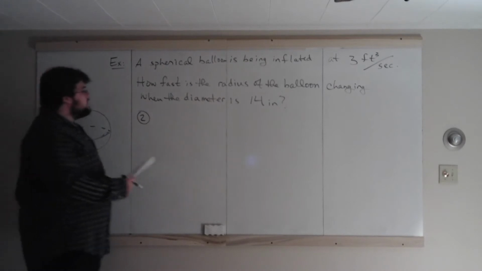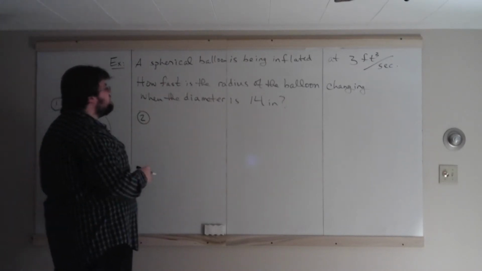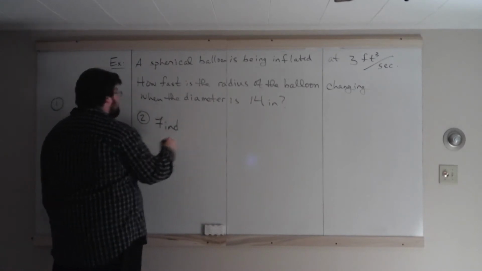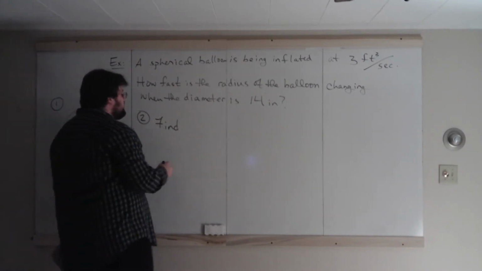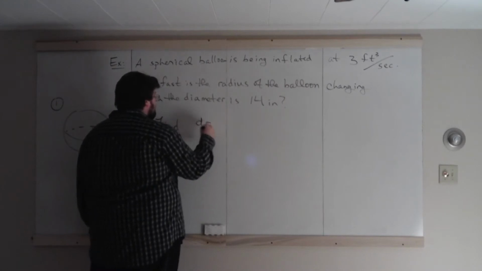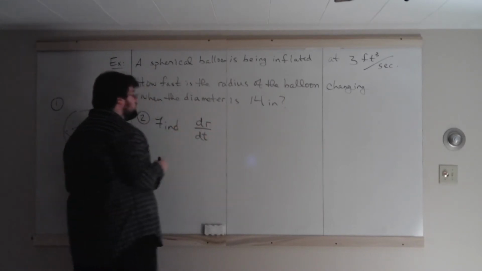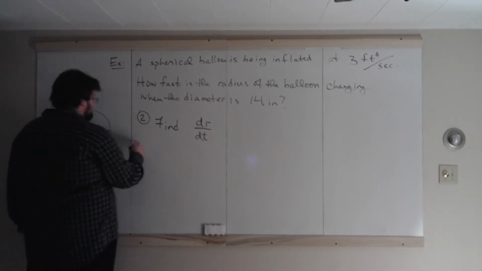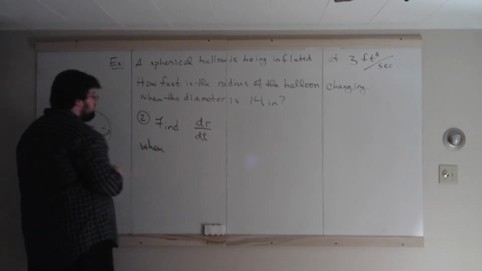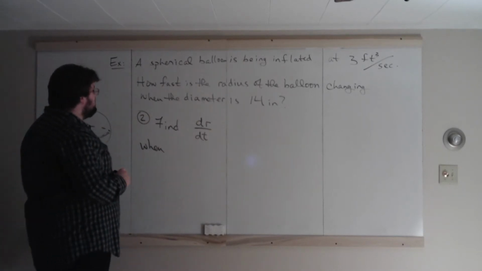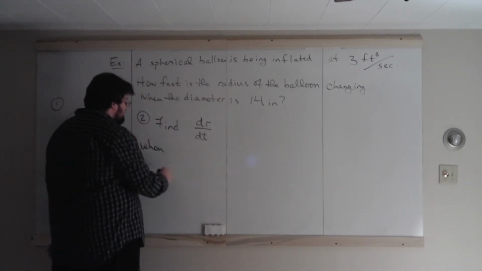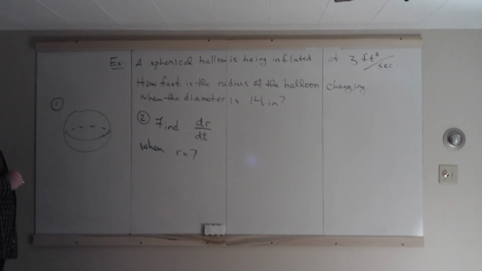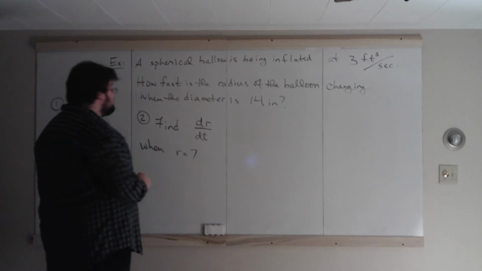So let's translate the question. A spherical balloon is, how fast is the radius changing? Well, the radius is r, we'll call it r. We're looking for how that's changing as time is changing. So you want dr dt. When the diameter is 14, well, we're looking for how the radius is changing, so we're not necessarily concerned with the diameter. So let's just say when the radius is 7. That's the same as diameter is 14.